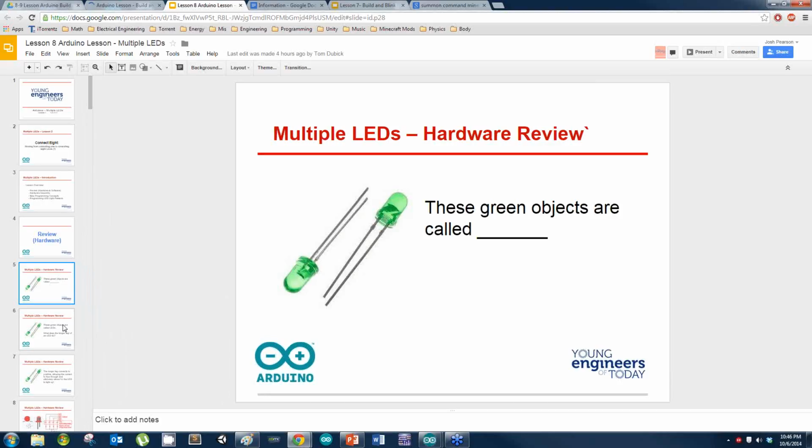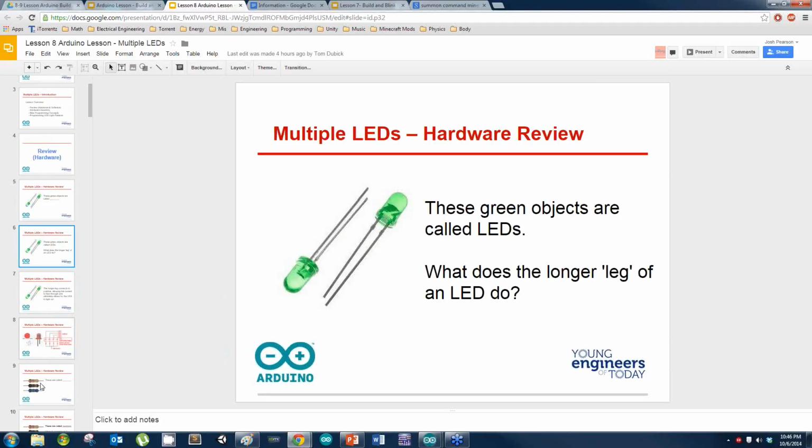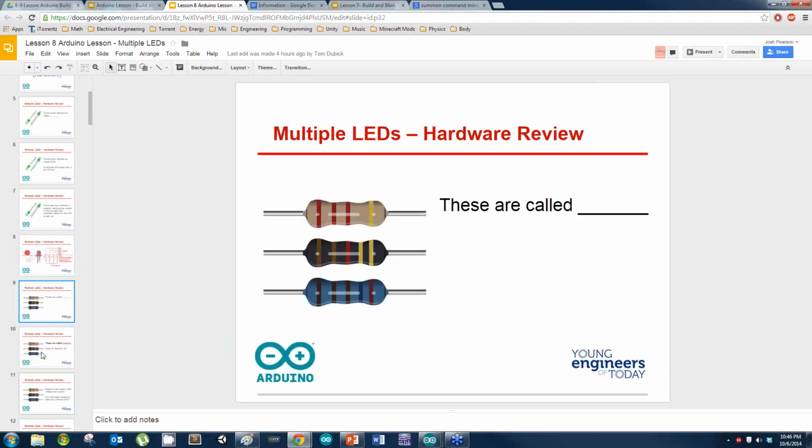These green objects are called LEDs. I'm not going to waste too much time on this stuff. These are resistors, right? And the bands on there denote different values. This one, red is 1. I know that much. So it's like 111 maybe, or 110, I don't know. I can never remember. I have an app on my phone that tells me, so I don't ever remember the color codes.